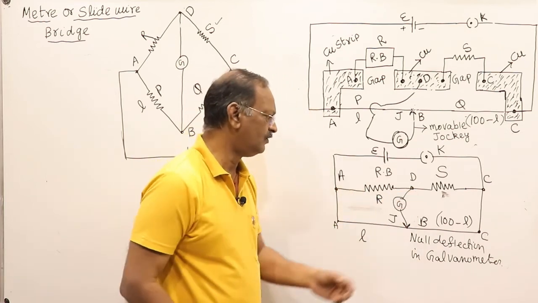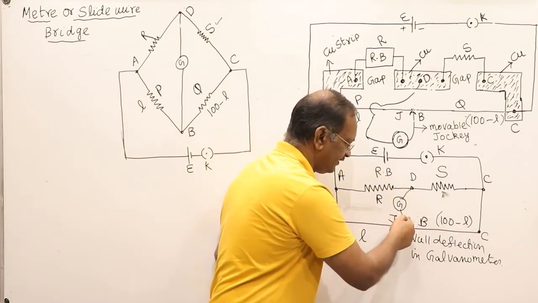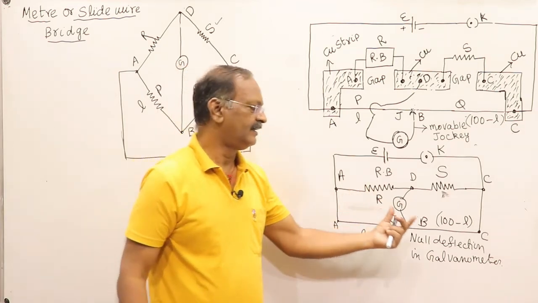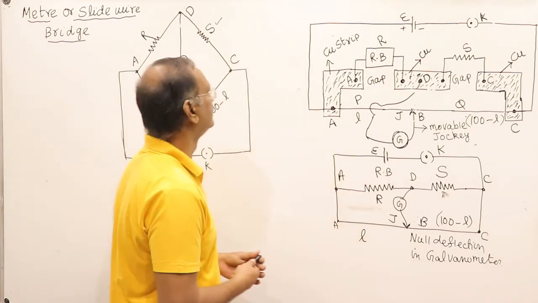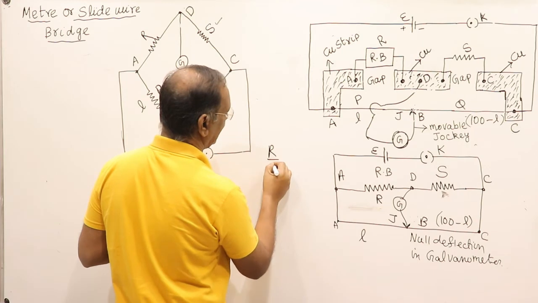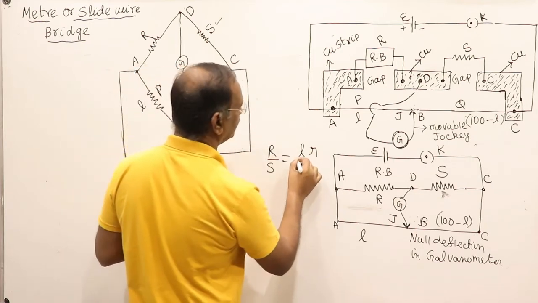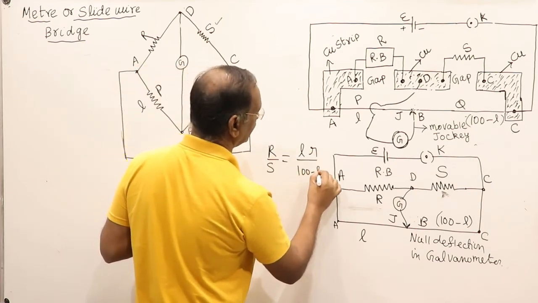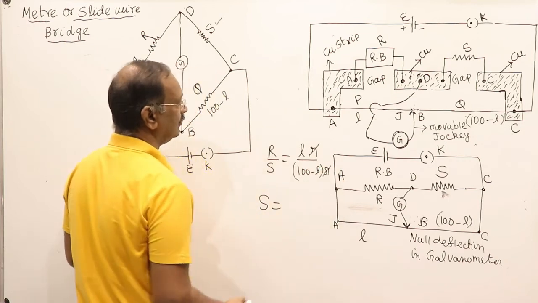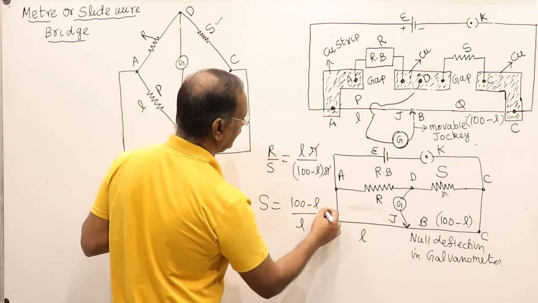It means there is no passage of current from here to here. That is called null deflection of the galvanometer. It means the Wheatstone bridge is balanced. Under this condition only we write R by S is equal to L into R divided by 100 minus L into R, so that we find the unknown resistance. The unknown resistance is equal to 100 minus L divided by L into R.